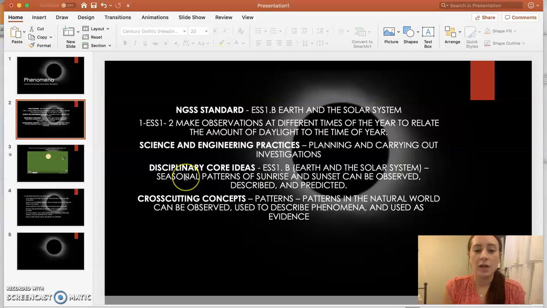So this phenomena is based around a standard that talks about the Earth and the solar system, and we can use our science and engineering practices that we've talked about a little bit to plan and carry out our investigations. And investigations are ways to study something and to really observe what's going on in the environment around us. These are all big words, but things that we as first graders can do. It's pretty cool, I know. So we're going to talk about some patterns that we can observe and some really cool things using this standard about the Earth and the solar system. And that's what this phenomena is based around.